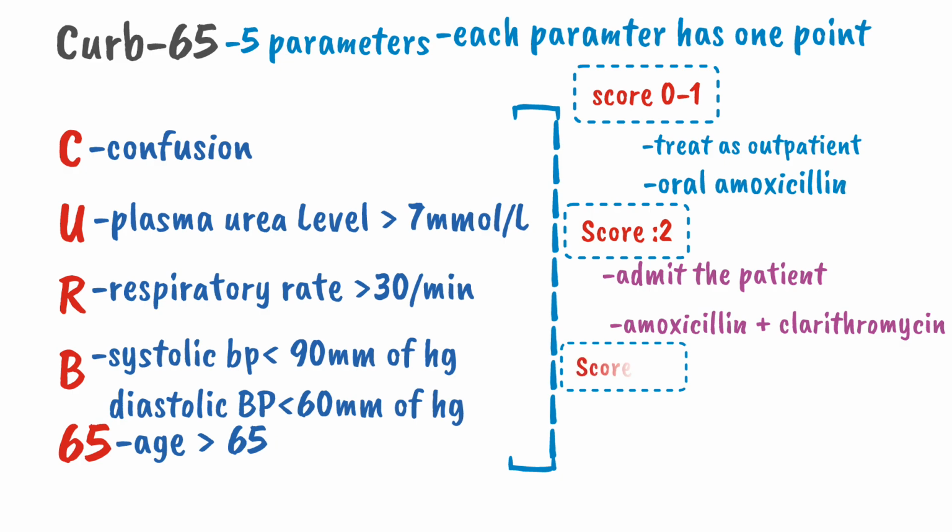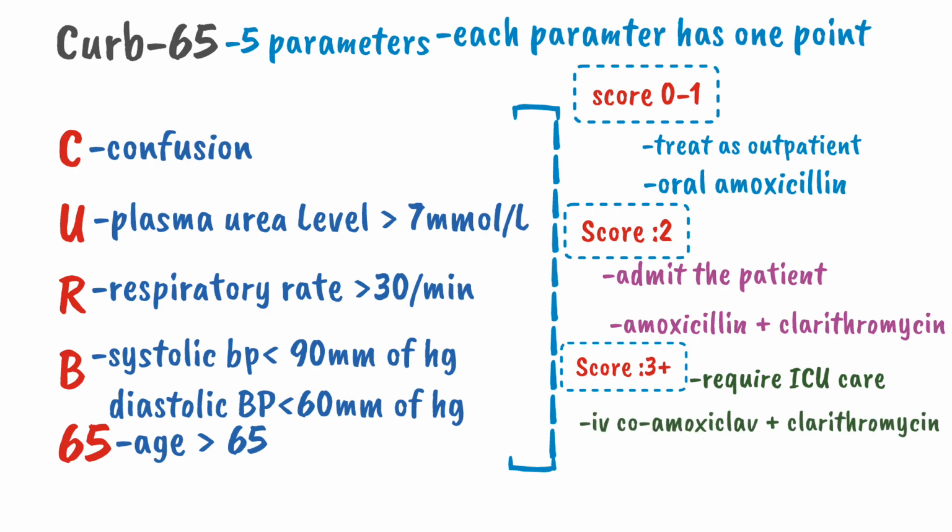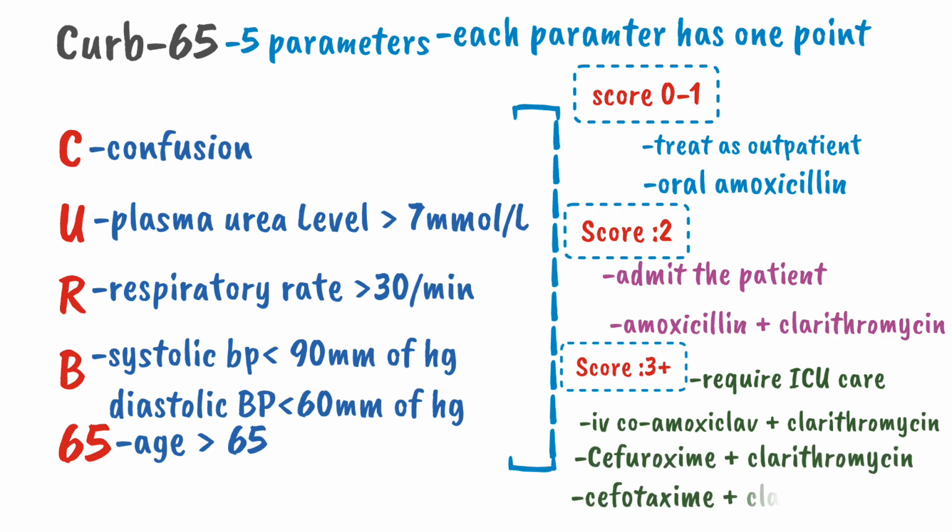If the score is 3 plus, it often requires ICU care, and in ICU we give a proper antibiotic such as IV co-amoxiclav plus clarithromycin, or we have other regimens such as cefuroxime plus clarithromycin or cefotaxime plus clarithromycin. It was all about the CURB-65 criteria, how we will assess the patient with pneumonia and what should be our treatment approach. Now let's take two examples. With the help of these two examples we will clarify and simplify the CURB-65 criteria.